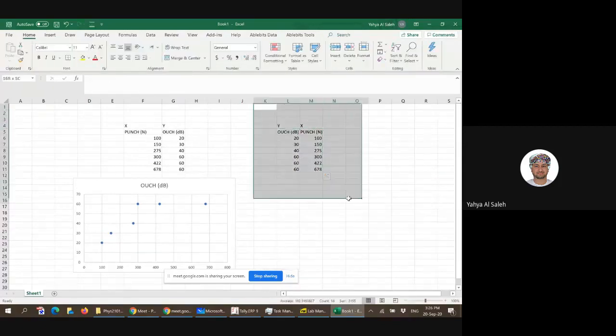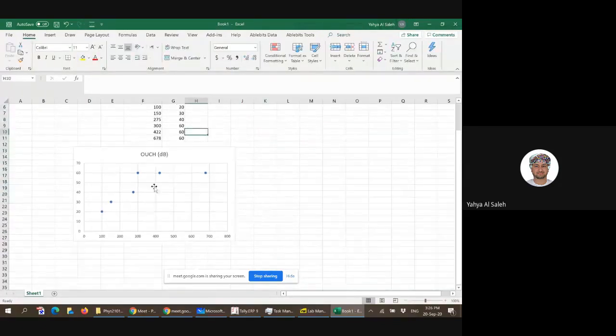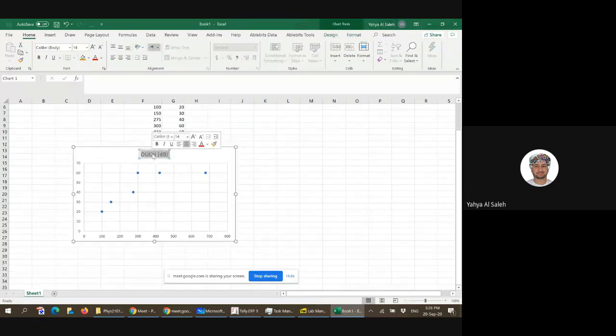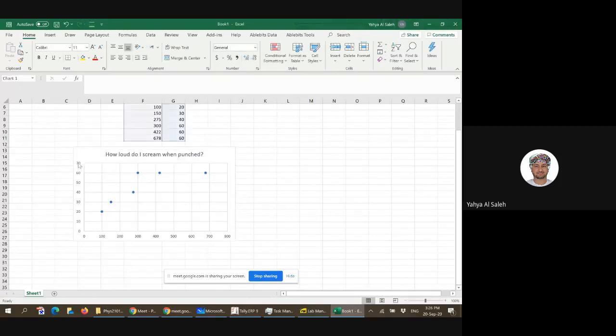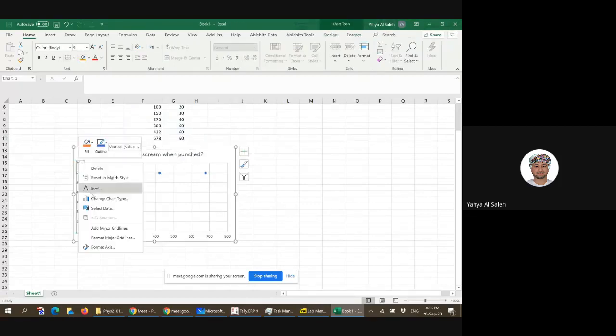Okay, so what I can do now is find a trend line, fit a straight line. There are some things that are important. First, it needs a title. My title needs to be meaningful. So I write, how loud do I scream when punched? I click on this. I right click and I go on Format Axis.